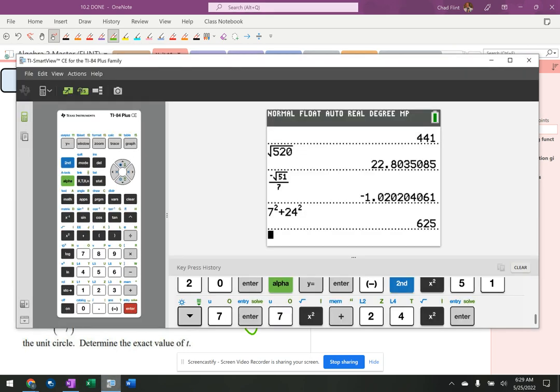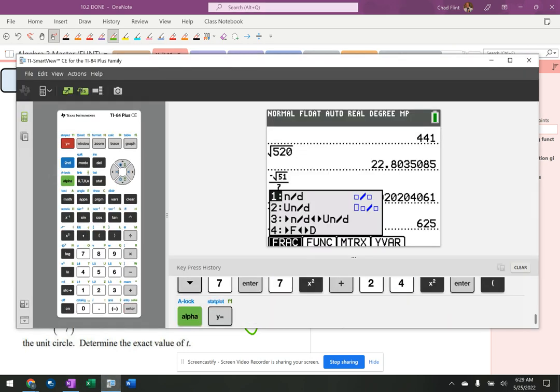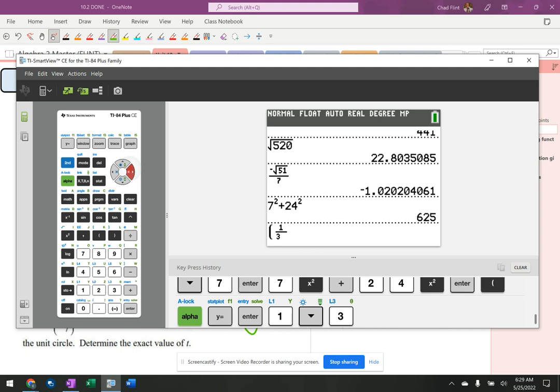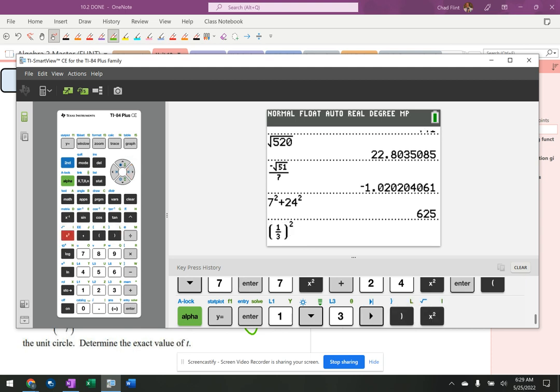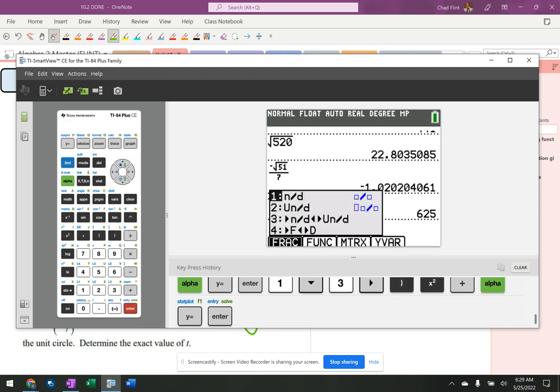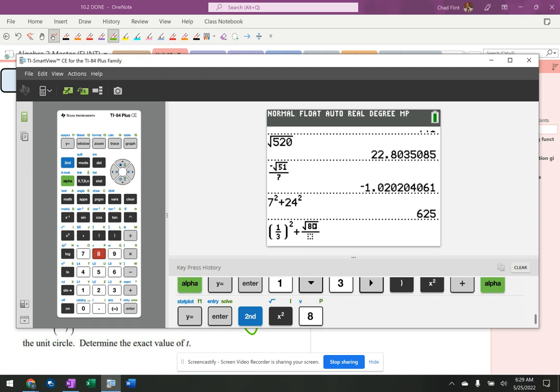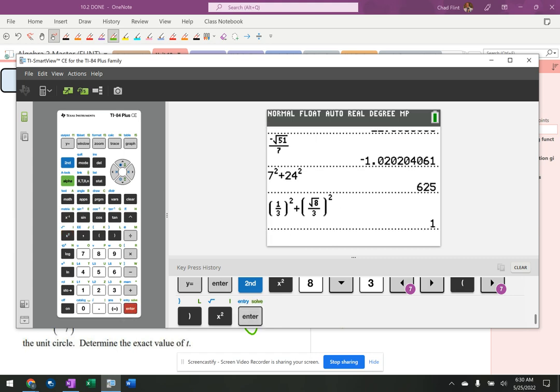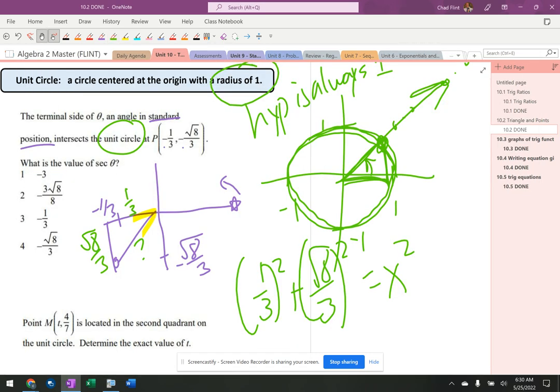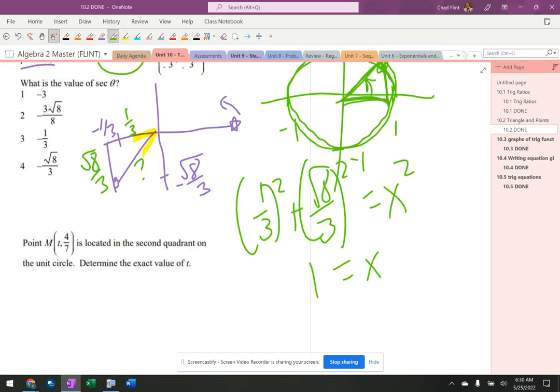So I take my calculator and I go 1/3 squared plus square root of 8/3. Parentheses here though, that's not good. Parentheses squared. It's going to give me 1. All right. I know it's going to give me 1 because it's a unit circle, which means x equals 1, which means the hypotenuse is 1. All right.